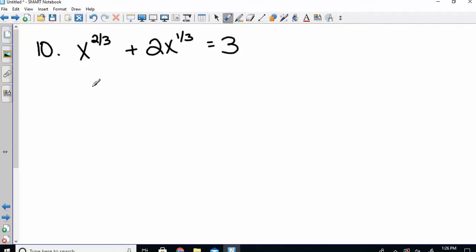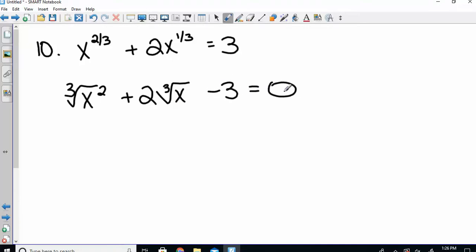So x to the 2/3 means you have the cube root of x squared, plus 2 times x to the 1/3. X to the 1/3, that's like the cube root of x. I'm going to subtract over that 3. So this is different than the other problems because I have more than one radical. To get rid of a radical, we have to have it on the side by itself, but that's difficult since 2 things have a radical and 1 doesn't.